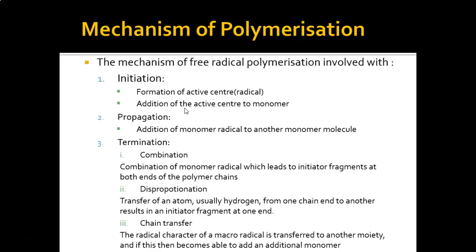And the next step is the propagation process. So the propagation process is the addition of monomer units to the growing polymer radical, together with the radical itself. Okay, and the monomeric units are joined together by covalent bonds. And it is the addition of the monomer radical to another monomer molecule in the presence of the radical.